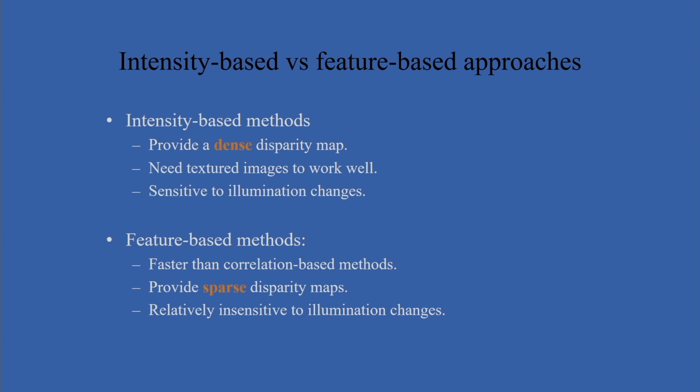Now in case of the intensity based method, already I have explained that we have to compare the pixel values. So in this case I will be getting the dense disparity map, and for this we need the textured image, and it will be sensitive to illumination changes. But in case of the feature based method, it is relatively insensitive to illumination changes because we are considering the features only, not the pixel values, and we will be getting the sparse disparity map. Because we are comparing the features, this method will be faster than the correlation based method. You can see the comparison between the intensity based method and the feature based method.